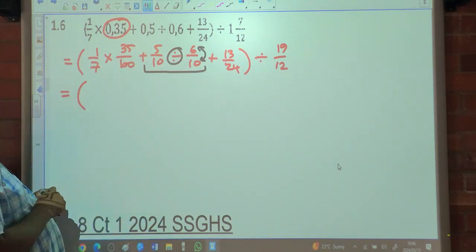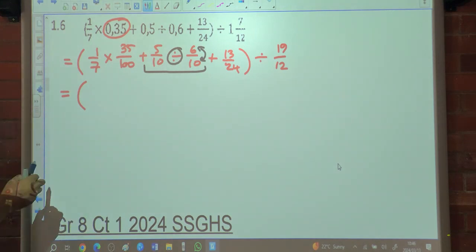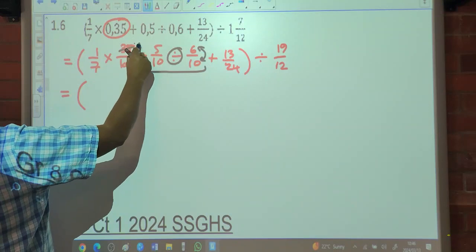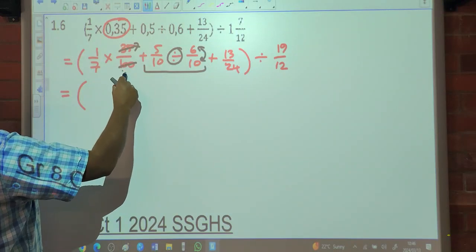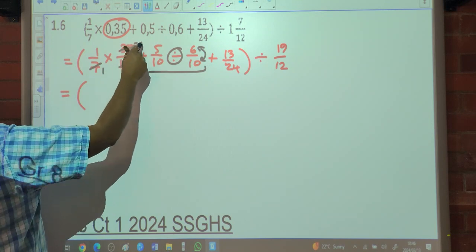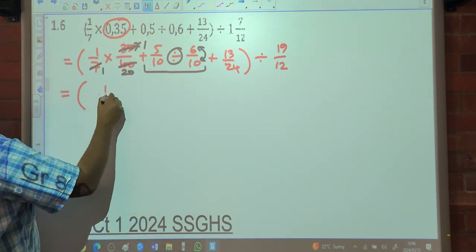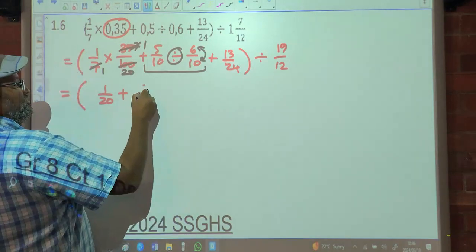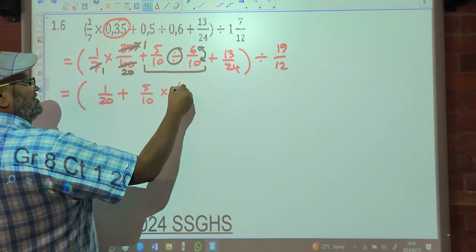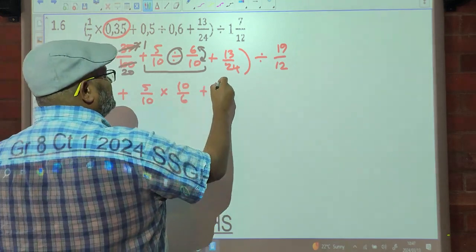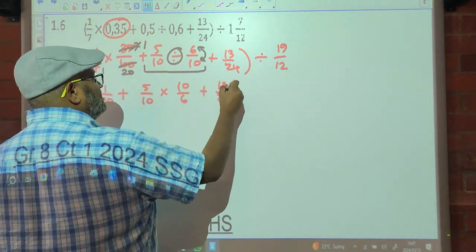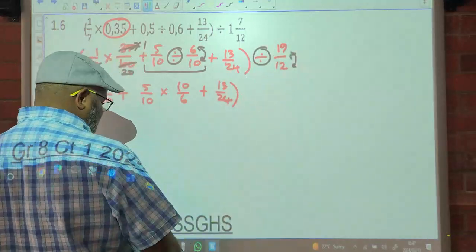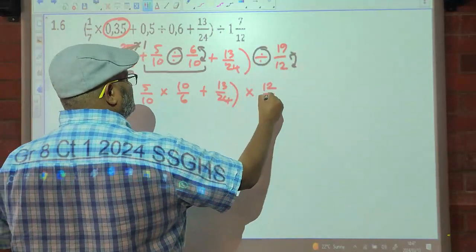So now, what's going to happen here? What number goes into 35 and into 100 without a remainder? 5, no? 5 goes into 35, 7 times. 5 into 100, 20 times. 7 goes into 7 once, 7 goes into 7 once. So here I got 1 over 20 plus, so that gives you 5 over 10 multiplied by 10 over 6 plus 13 over 24. And I'm going to change this to multiplication, times 12 over 19.